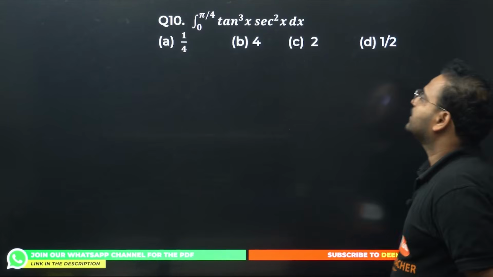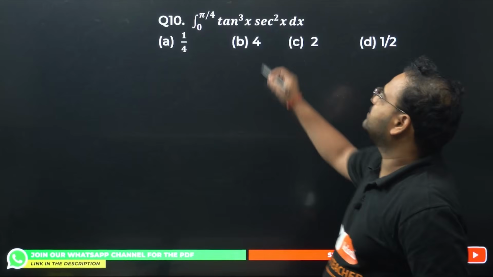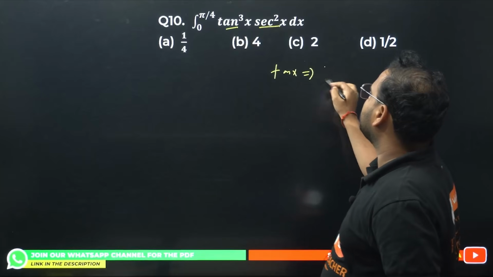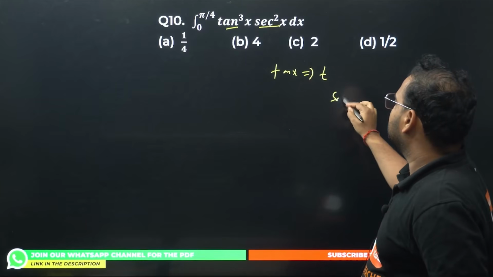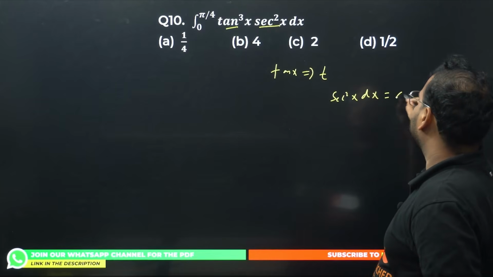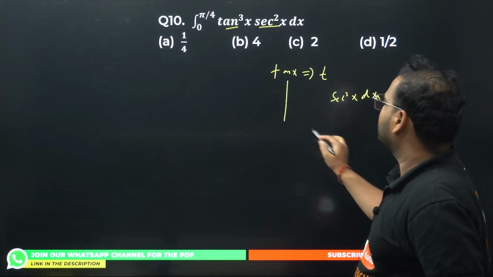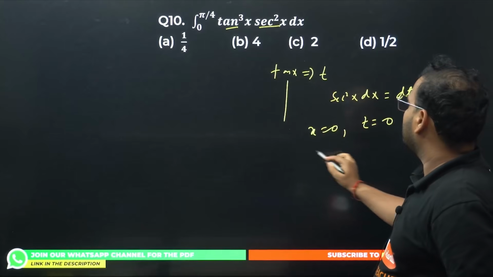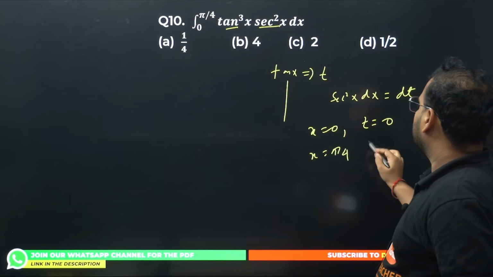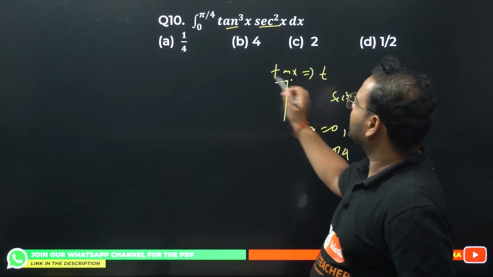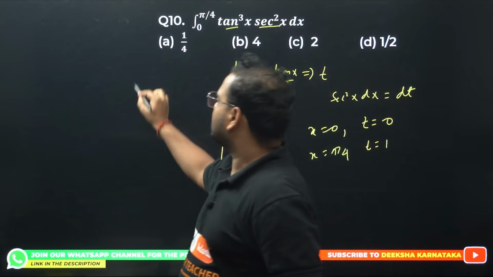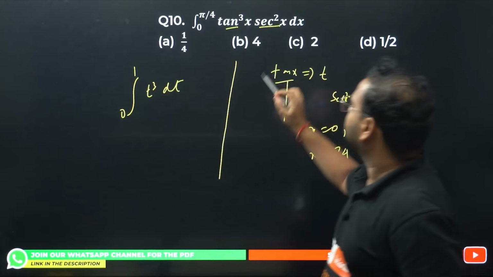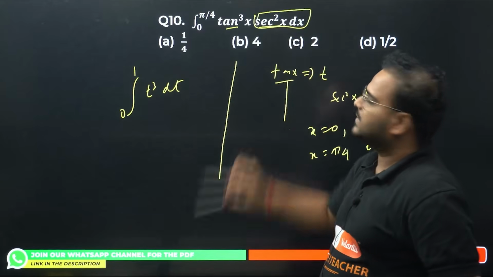Okay. Now, 0 to pi by 4 tan cube x sec square x. This is a simple question, right? Take tan x as t. You get sec square x dx as dt. Substitute now for the limit. When x is 0, t is tan of 0 means 0. When x is pi by 4, t is 1. Tan of pi by 4 will be 1. This whole thing becomes what? 0 to 1 t cube dt.